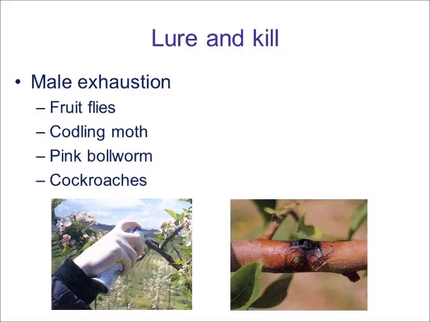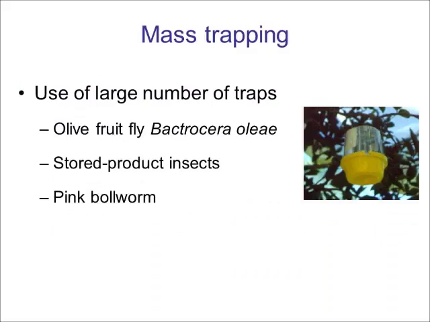The lure and kill approach can also be used as an IPM strategy, which reduces the need for broad-scale applications of chemicals to crops. In this method, a semiochemical or a food attractant is used to attract target pests to a specific location, where the insect is subjected to a lethal dose of insecticide. The lure and kill technique has been successfully used against fruit flies, the codling moth, the pink bollworm, as well as against cockroaches. For mass trapping, a large number of traps must be used.